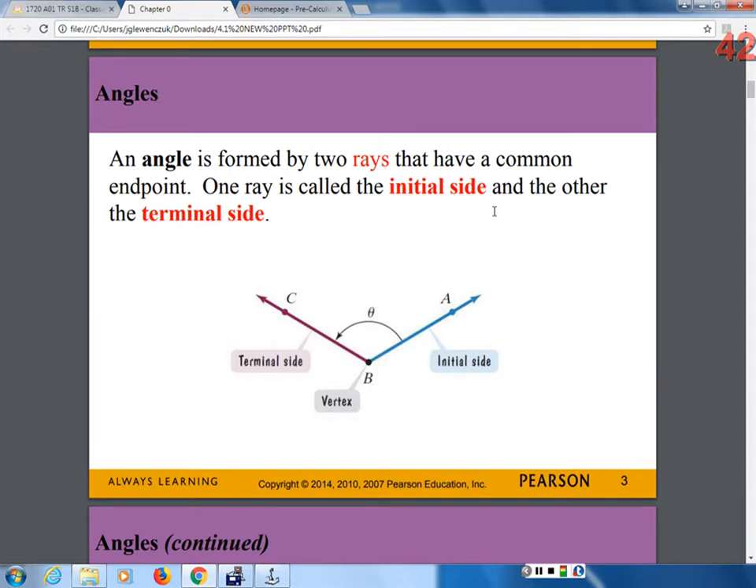So an angle is formed by two rays. Here's the ray. This is a ray. It has an arrow on one end. This is the second ray. An angle is formed by two rays that have a common endpoint. One ray is called the initial side, and the other is called the terminal side.